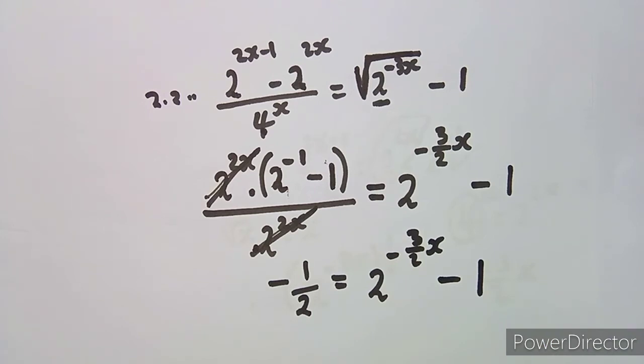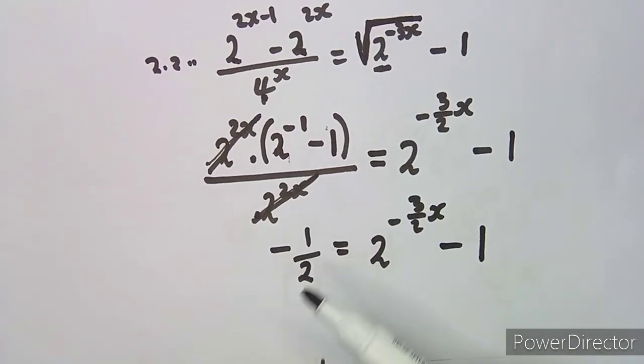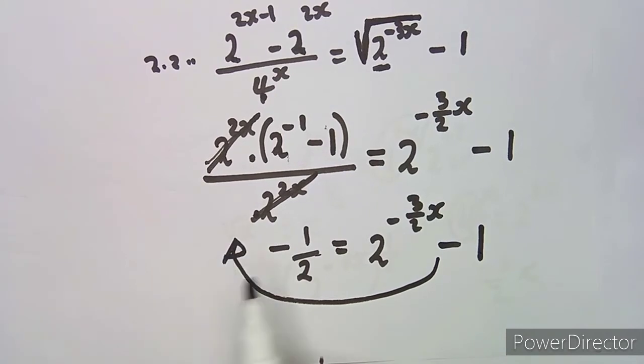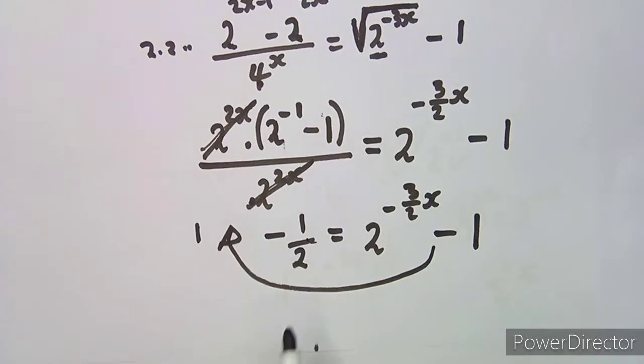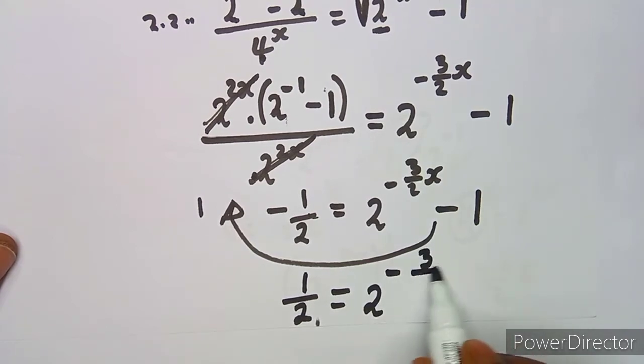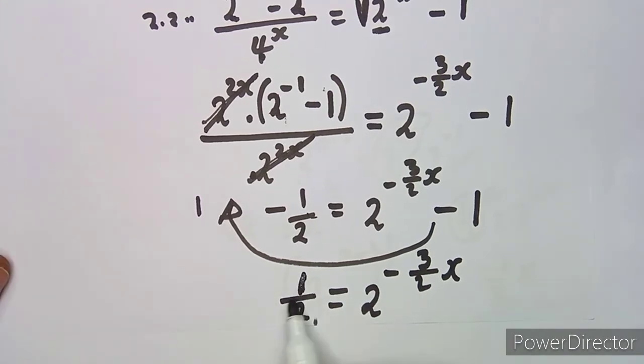All right, still, what can we do now? Let's collect terms, because these two terms here do not have x, so you can collect them to one side of the equation. Transpose: this is going to be a positive one, so it will be 1 minus a half, which is a half. So this gives us 1 over 2 equal to 2 to the exponent of minus 3 over 2x. Still moving, this is 1 over 2. This is 2 to the exponent.